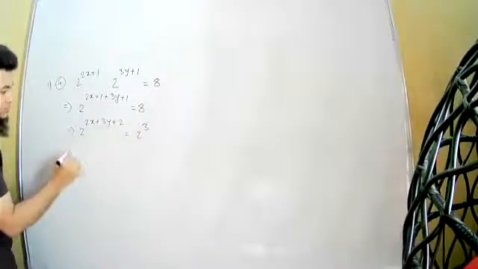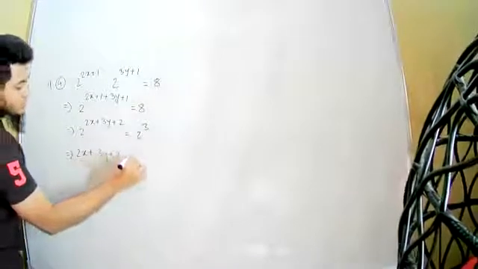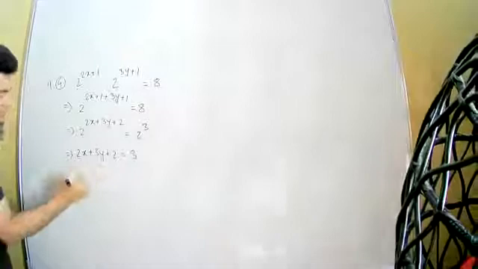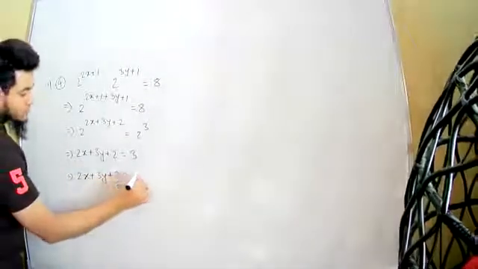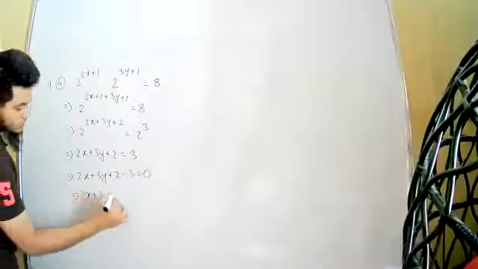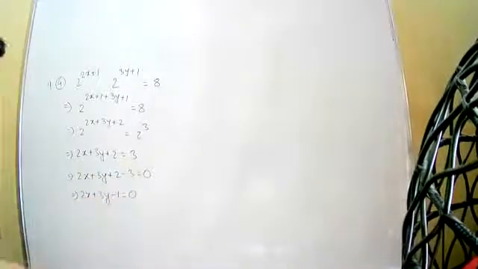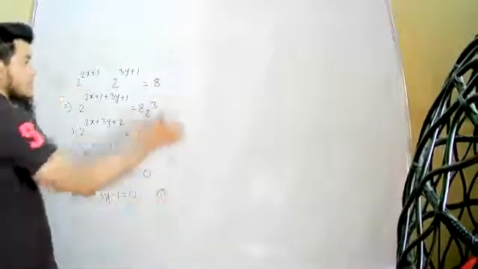The base is the same, so the powers can be written equal. 2x plus 3y plus 2 is equal to 3. Now if I change the side, then 2x plus 3y plus 2 minus 3 is equal to 0. So 2x plus 3y minus 1 is equal to 0. As you can see, we have already developed our equation number 1.